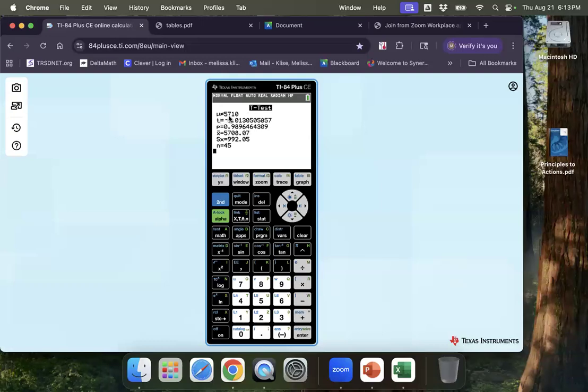This t value here is not outside of my confidence interval. I guess you could write that also. You could say, since the test statistic is not outside the confidence interval, those are good words. You can use those also. This gives us the information that we need.